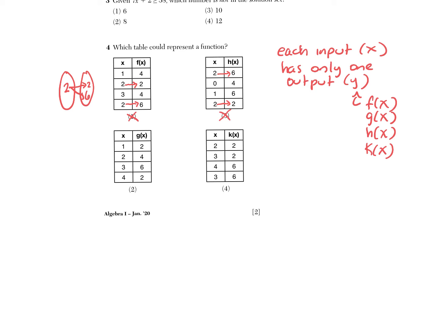In this third one, which is choice number 4, 3 goes to 2 and 3 goes to 6. So my only potential function is choice 2.